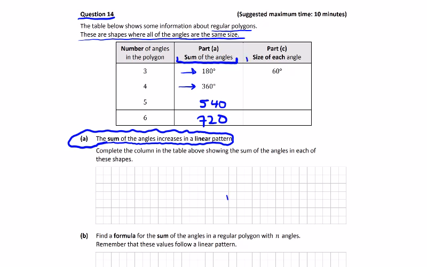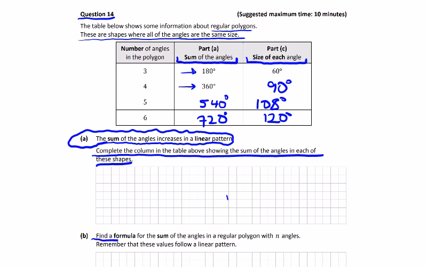And then part C, the size of each angle must come into this question. We're obviously dividing 180 by 3. We're dividing 360 by 4. 90. I don't put them in too big, they look like zeros. 540 divided by 5 is 108. And 720 divided by 6 is 120. And then we are asked to complete the column in the table showing the sum of the angles. We've done that. And then find a formula for the sum of the angles in a regular polygon with n angles. And these values follow a linear pattern.